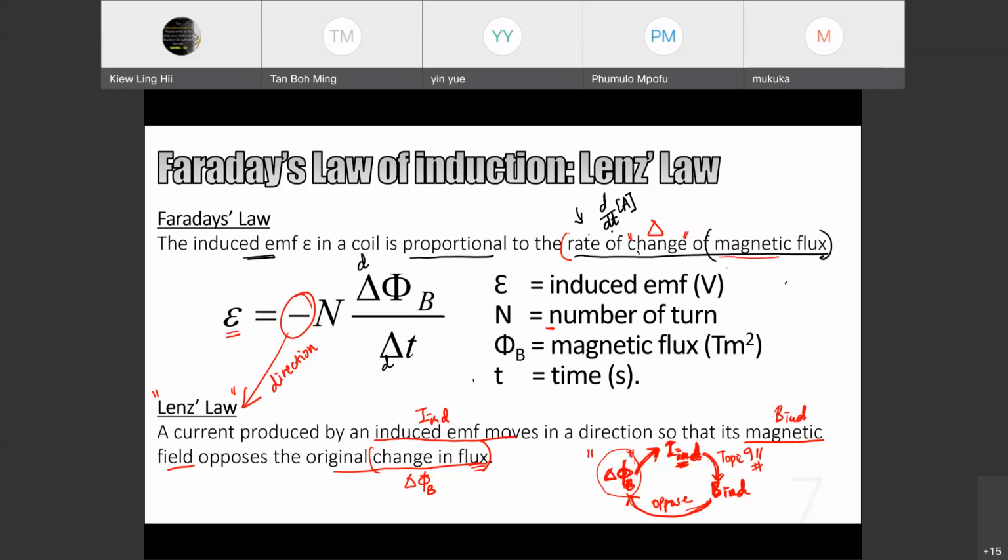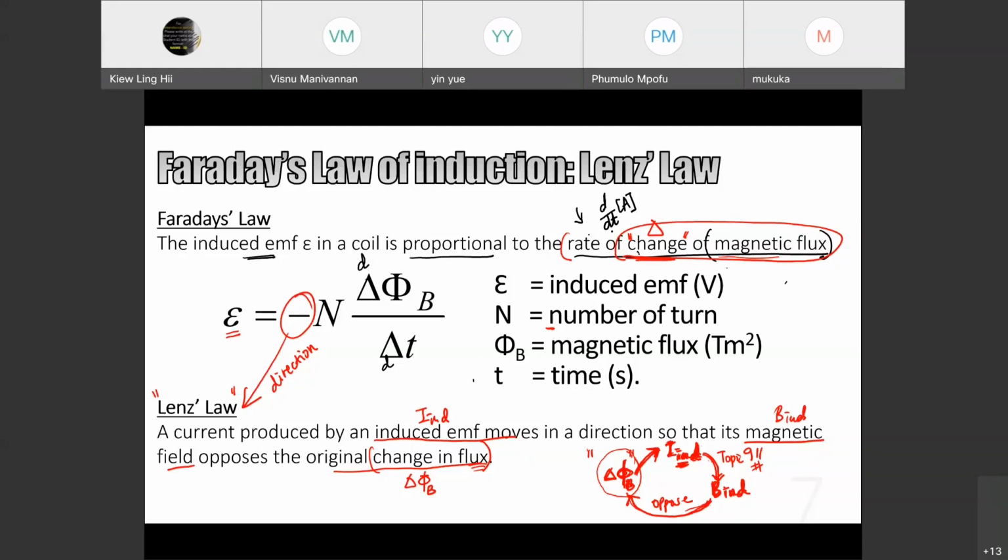So this is how they are related. How does the direction of the induced current oppose the change in flux? I will show you later. That's why I say the keyword here is the change. When there is a change in magnetic flux, meaning the magnetic flux increases or decreases, there is a change. So when you want to oppose the change, your induced current will do something so that the induced magnetic field will try to oppose the change.